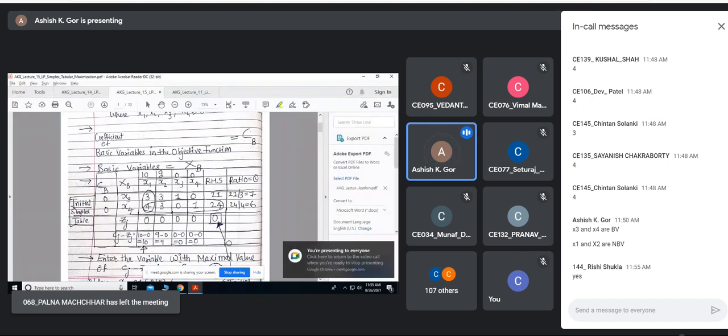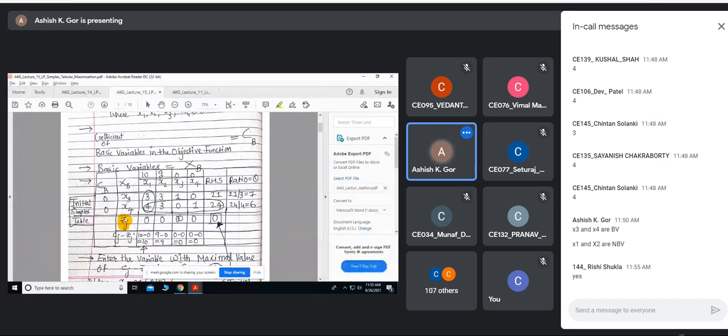Okay. So what is Zj? Z subscript j is actually a dot product of this CB. You treat CB as a vector and you treat the columns as vectors. So you take 3, 4. 3, 4 is one vector, 0, 0 is one vector.